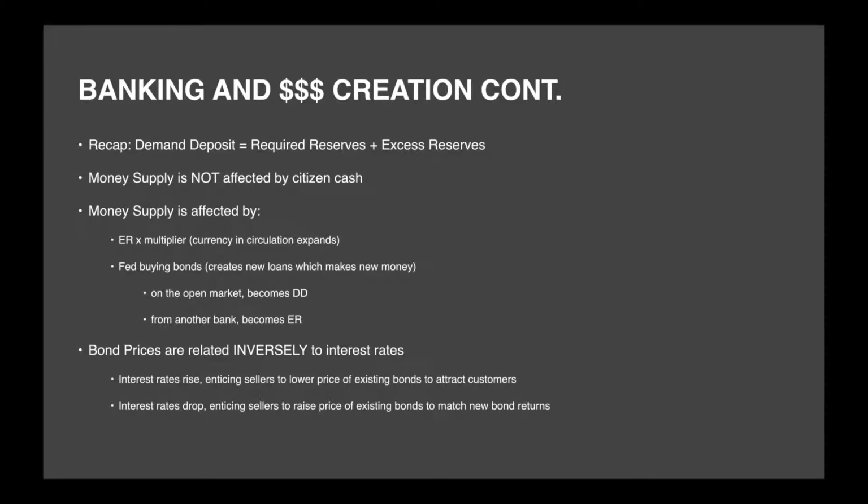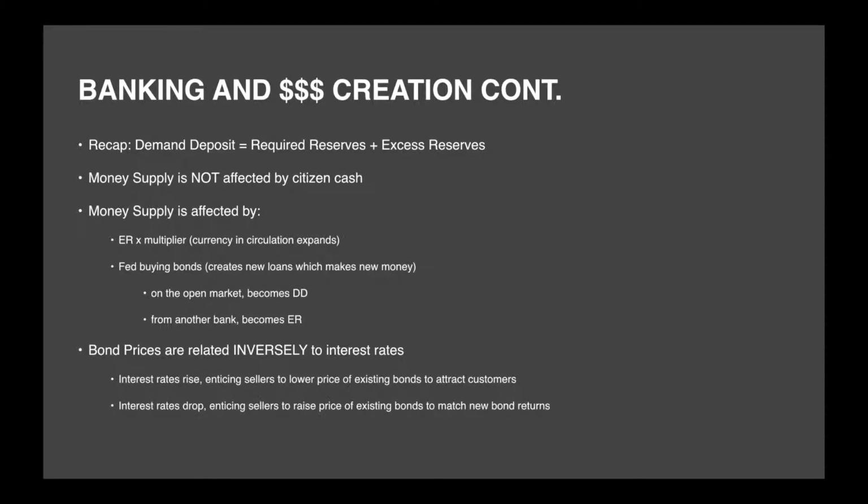And another topic to cover within this subcategory is that bond prices are related inversely to interest rates. In other words, if interest rates rise, bond prices will fall, and if interest rates drop, bond prices will rise. And the best way to look at this is through an example. So let's say we have a bond that gives 5% interest, and then let's say the interest rates rise. So any new bond created will have an interest rate of, let's say, 7%.